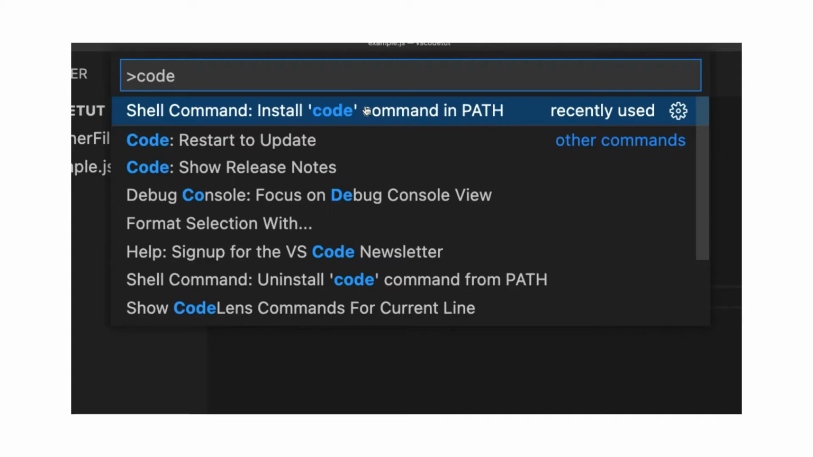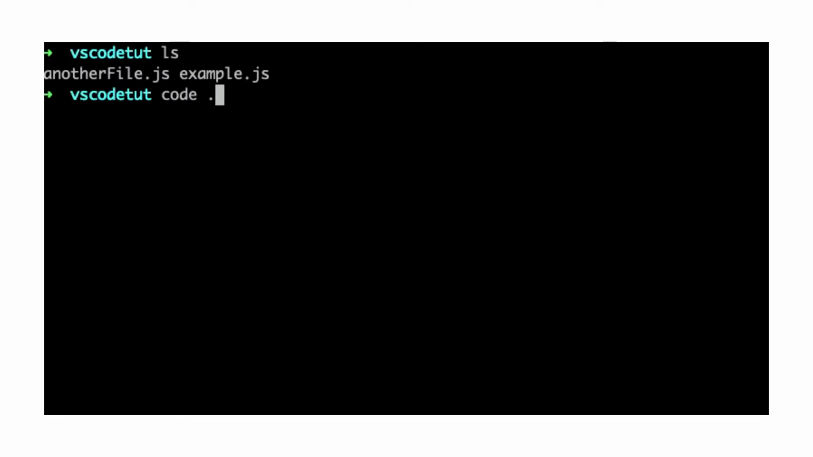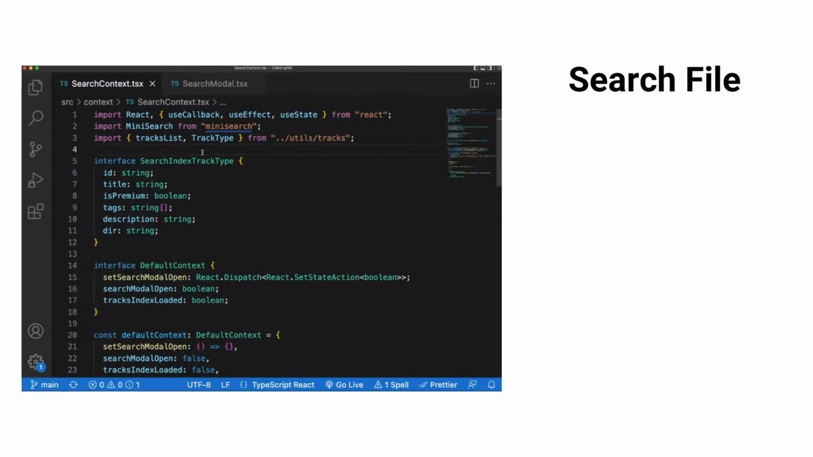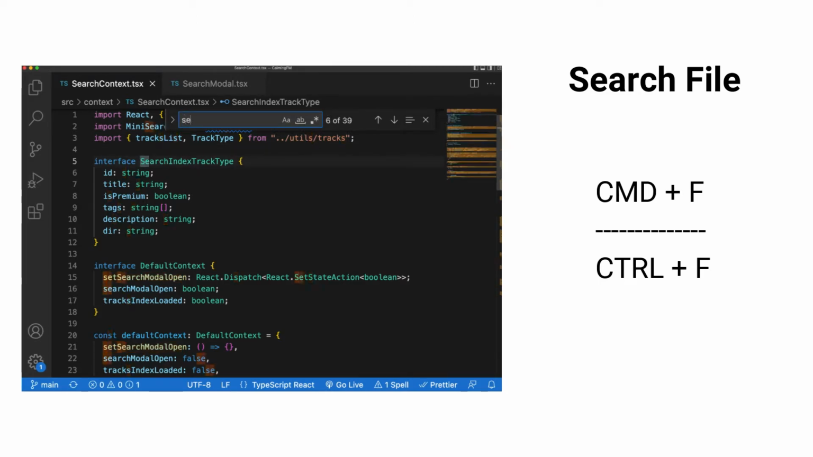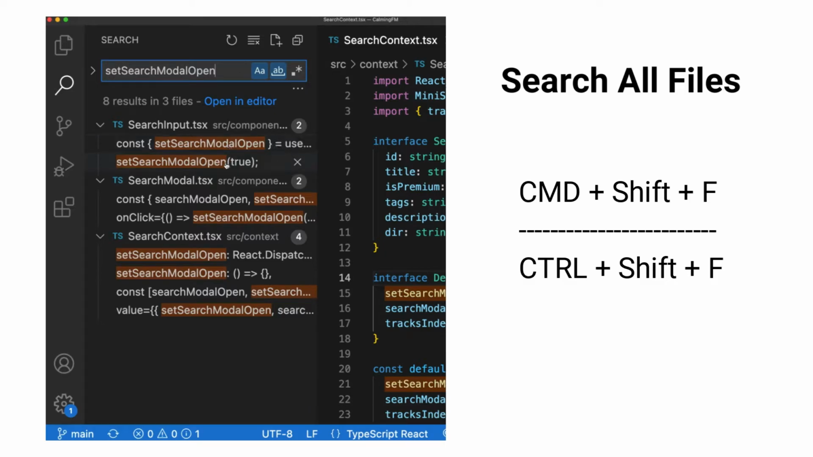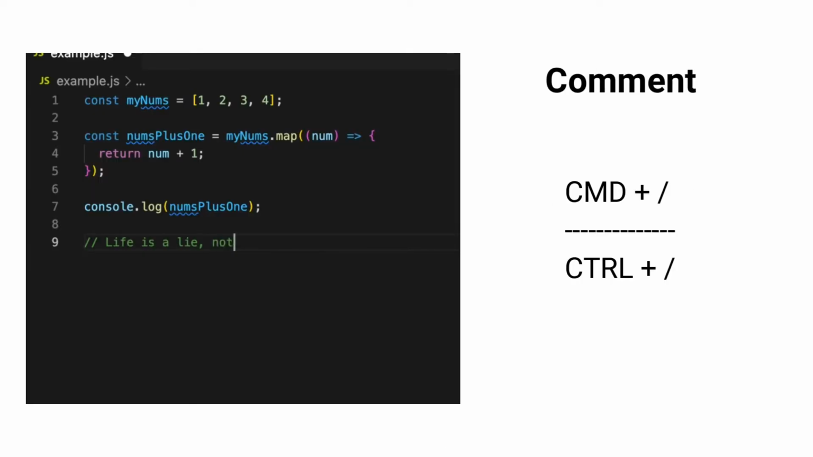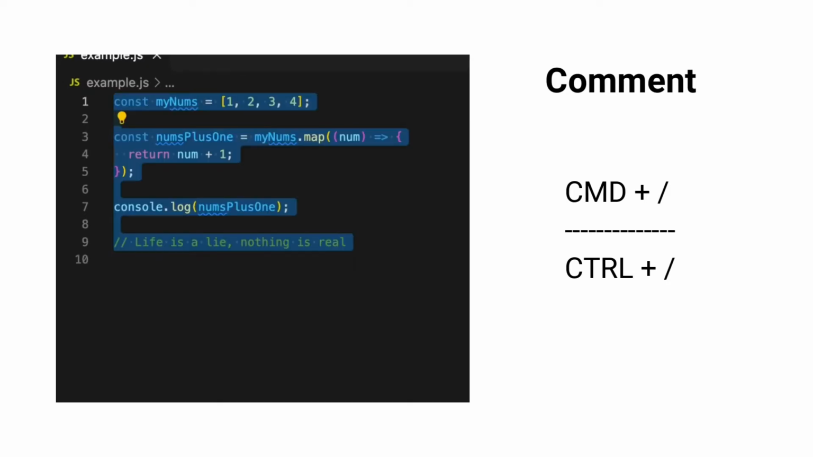Once this installs, you'll have access to a tool in your terminal which allows you to open VS Code from wherever you are. Typing Command and F or Control and F on Windows will allow you to search for something in whatever file you currently have open. Shift Command and F will let you search for something in any file anywhere in your project. Type Command / or Control / to add a comment or to comment out whatever you have highlighted.